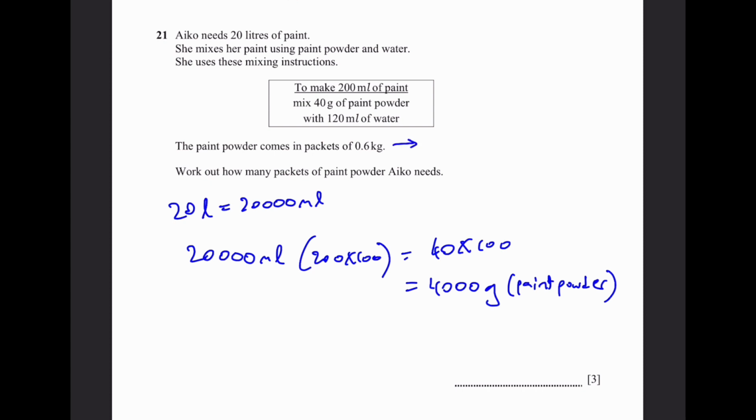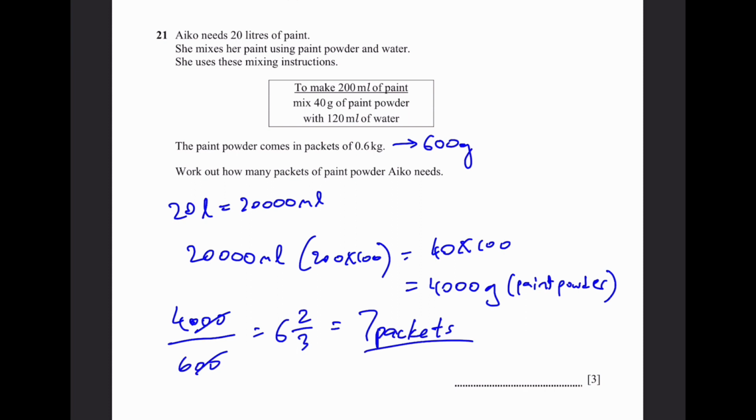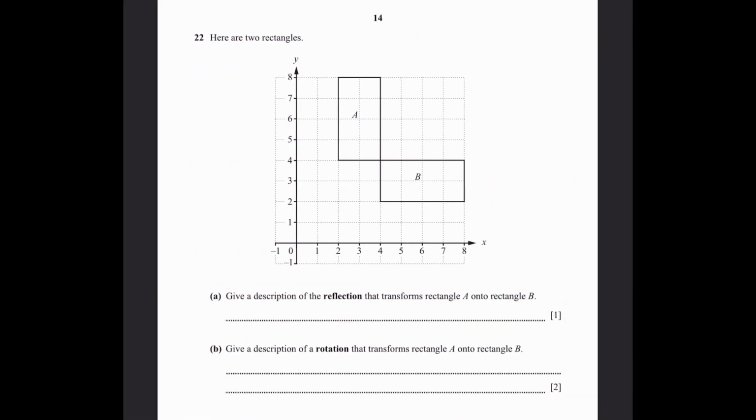So 0.6 kg is 600 grams. We can do 4,000 divided by 600 to get the number of packets, and we can cancel 2 zeros. 40 divided by 6, we will get 6 2 by 3 if we do it correctly, and that means she needs 7 packets because she cannot get 2/3 of a packet, so she needs 1 packet for even this 2/3. That's the answer. Question 22.